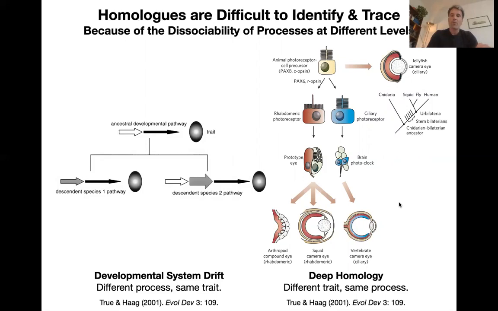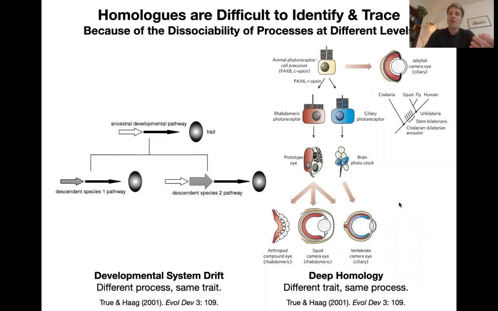And of course, there are examples of a lot of developmental regulators and signaling pathways. The genetic toolkit implies that a lot of the processes that generate non-homologous organs are homologous. So there's a dissociation both ways. And this makes the assessment of homology and the identification of homologs very difficult.